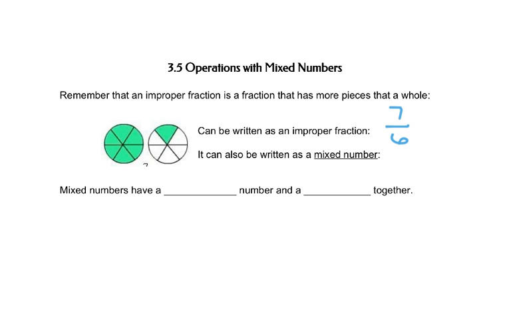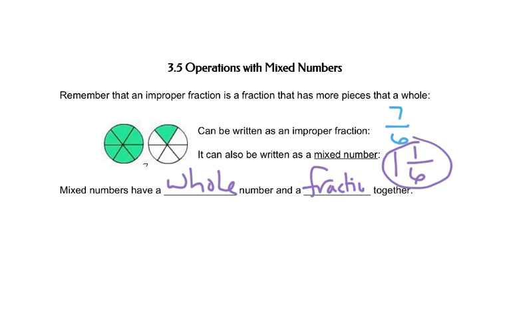But we can also write this as a mixed number. We have one whole circle that's shaded, so we could write a big number 1. And then in the second circle, we have 1 out of 6 pieces shaded. So 1 and 1/6 represents a mixed number. Mixed numbers have a whole number in the front and a fraction, a proper fraction, put together.